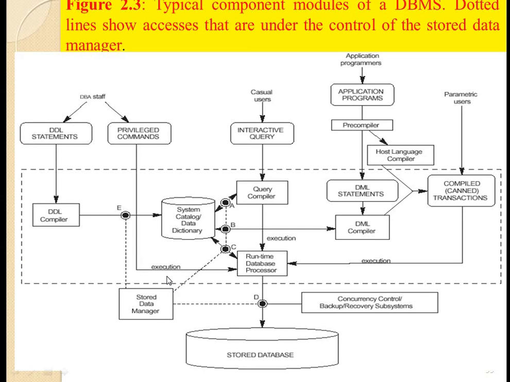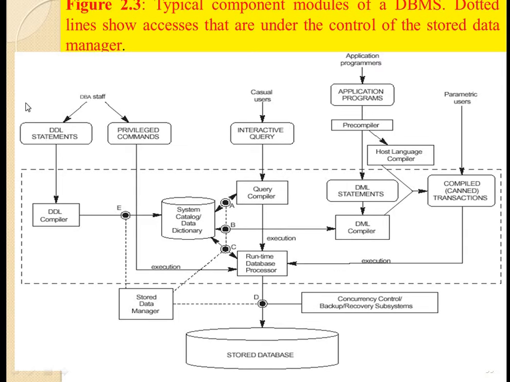Okay. Now let us see a simple representation of the different components working inside the DBMS. This diagram completely specifies everything. It is a component module of the DBMS where the dotted lines show accesses that are under the control of the stored data manager. Now if you see, the first part is the DDL statement. Second, it has the privilege command. It has the interactive query. It has the application program and the various things that are connected.